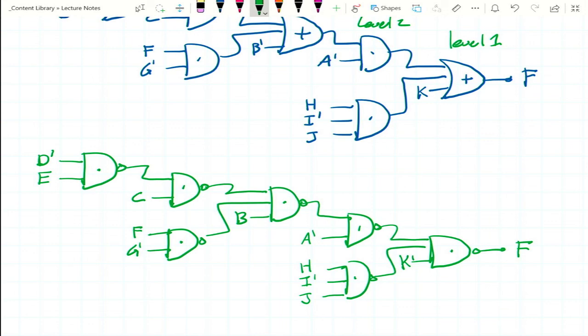Yes, Aaron. You just go to the very last gate, flip it over, and work your way back.